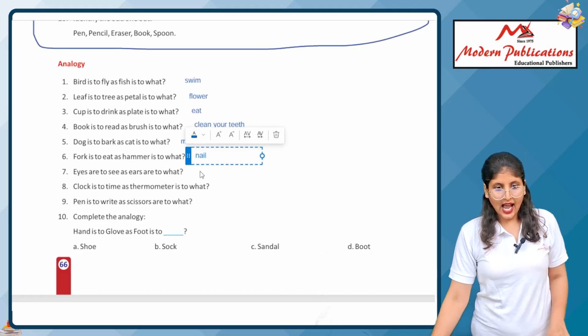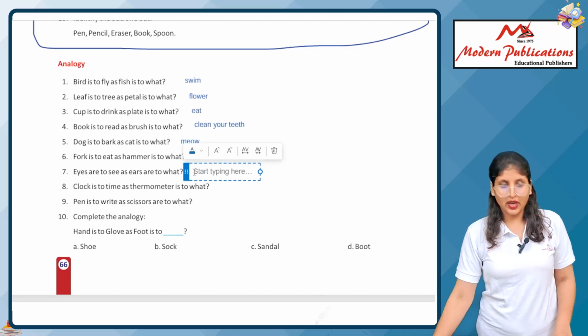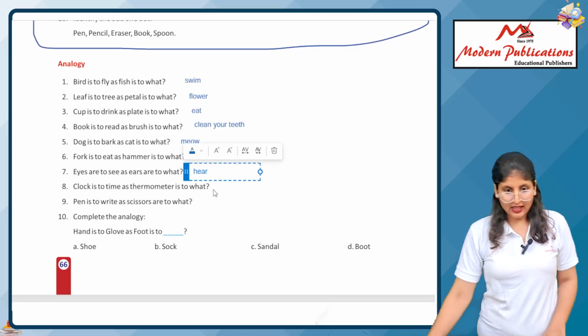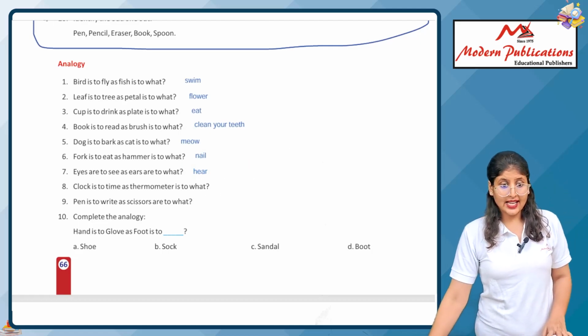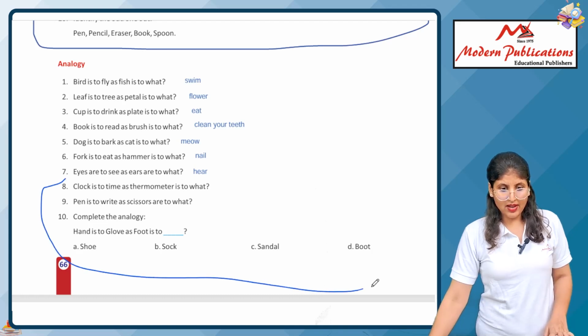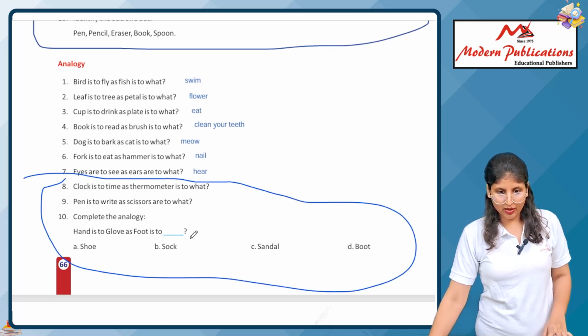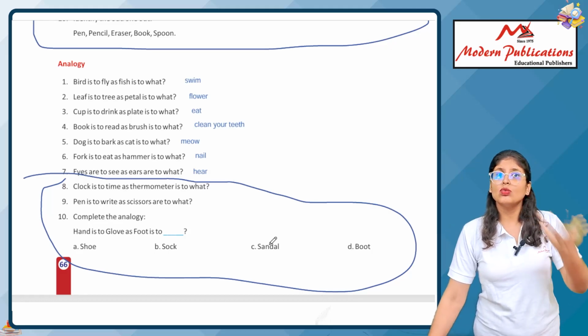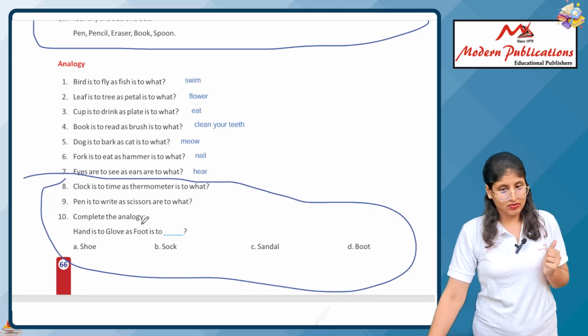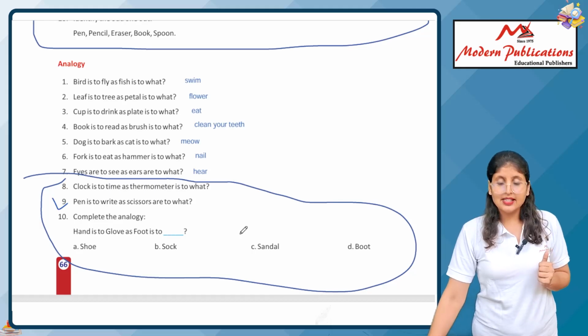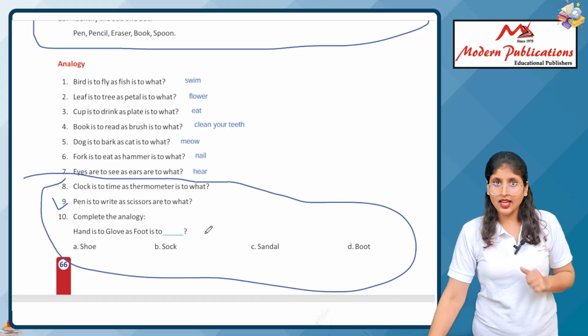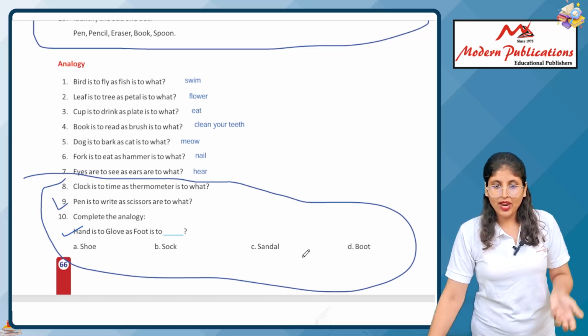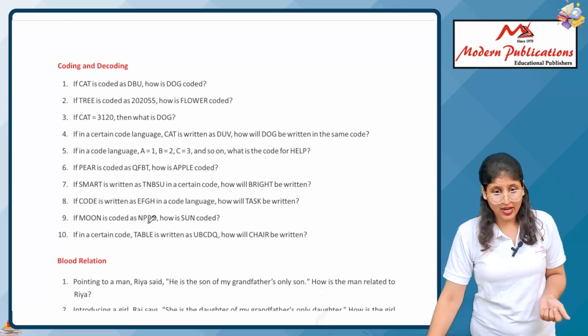Okay. Next, eyes is to see, ears is to hear. Clock, and next the last three is the homework. I will explain it also. Don't worry about it. Okay. Clock is to time and thermometer is to, what can we do with a thermometer? Let's see how many of you can give the answer. Pen is to write, scissor is to what? Scissor is for cutting like this. Hand is to glove and foot is for, what do we have to wear on the foot? Let's see how many of you can do it.